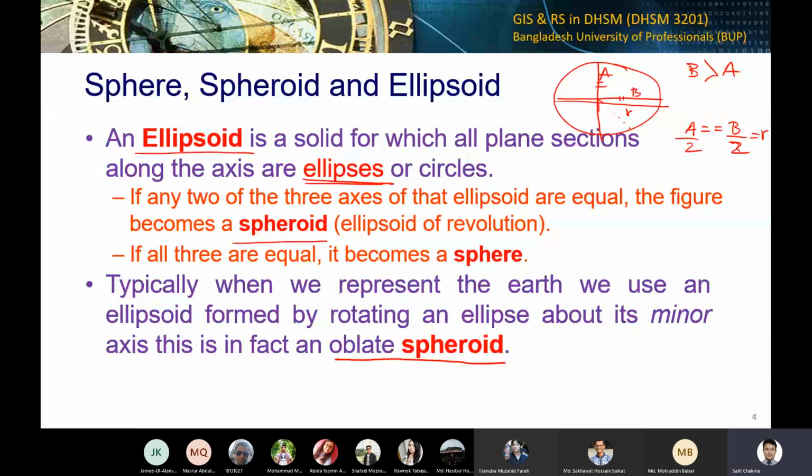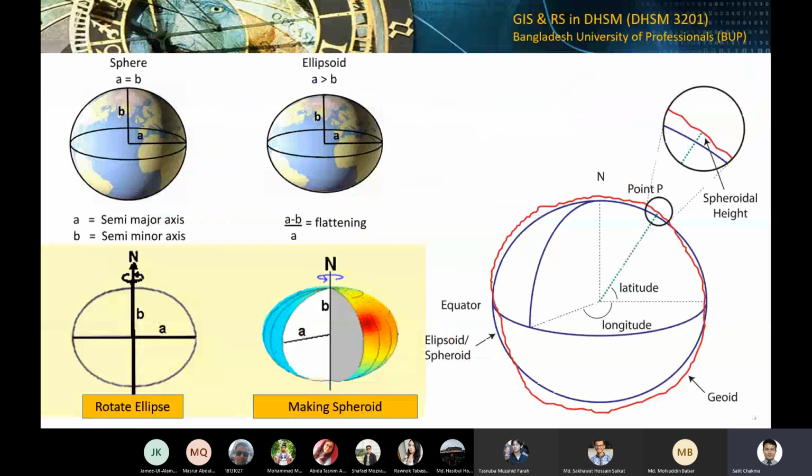What does oblate mean? Oblate means flattened, pressed. So in this case, since b is larger than, or longer than a, we call it the major axis, and a the minor axis. So major axis and minor axis. So that's how we define the sphere, ellipsoid, and so on.